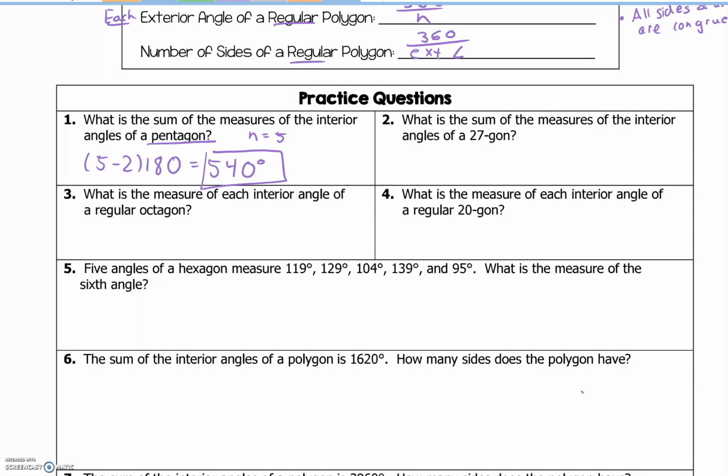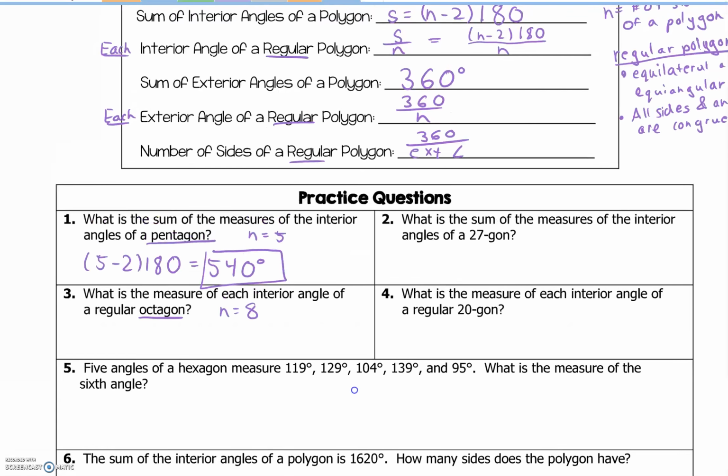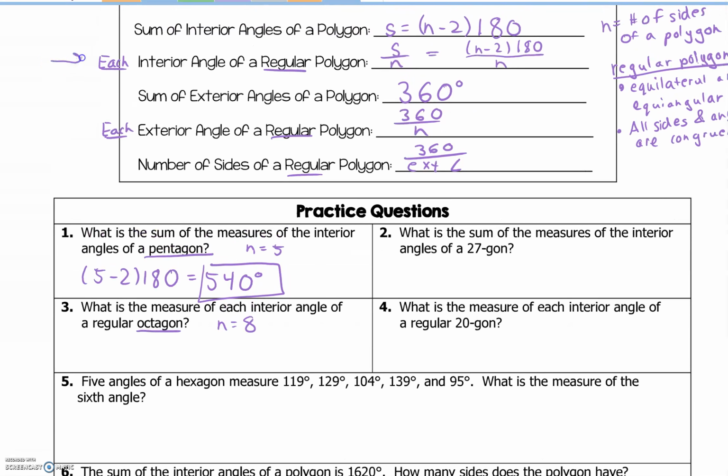Number 3 asks, what is the measure of each interior angle of a regular octagon? Same question, how many sides does the figure have? I hope you know that an octagon has 8 sides. In this one, I'm going to use that second formula to find each interior angle of a regular polygon, and we have a regular octagon. I can either find the sum of the interior angles separately, or I can do it in one step. I'm going to do that formula in one step.